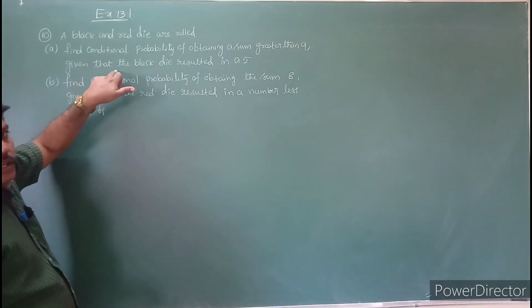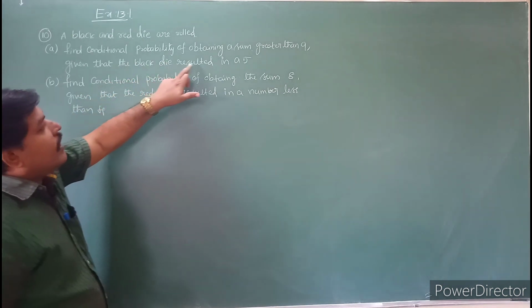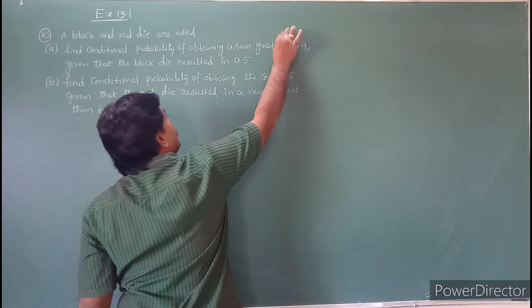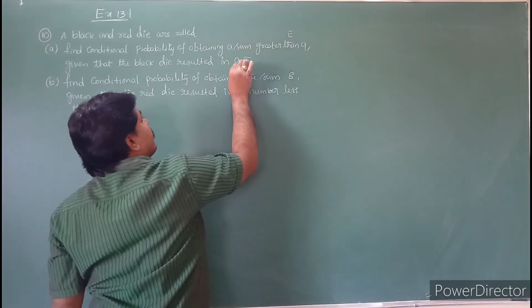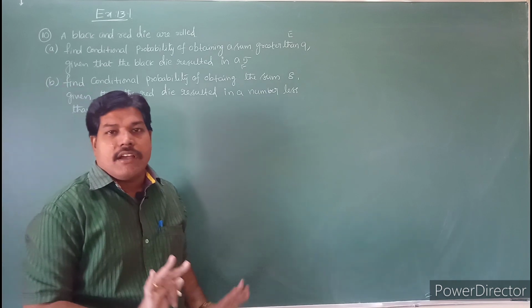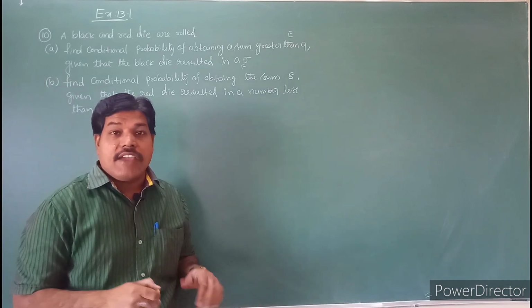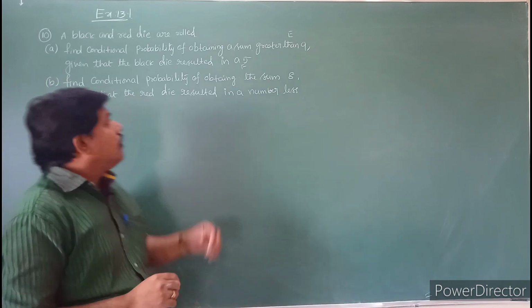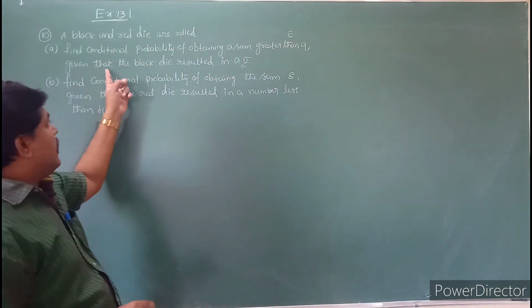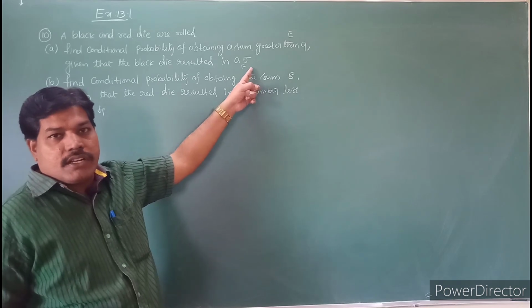Given that the black die resulted in a 5, that means it is E and it is F. So they are asking you to get the probability of E given F. Are you understanding that? Given that it is F, you have to calculate the probability of E given F.